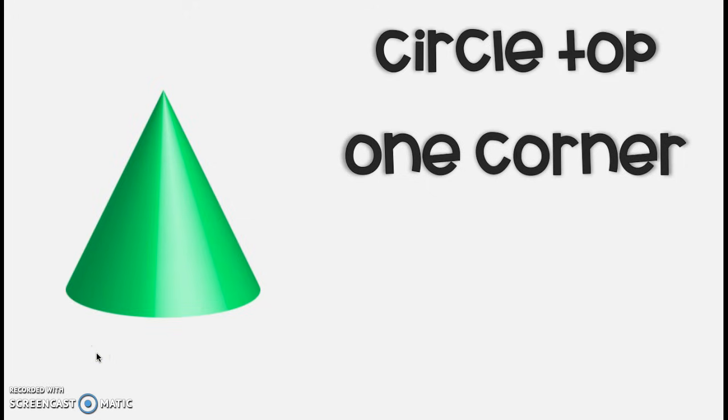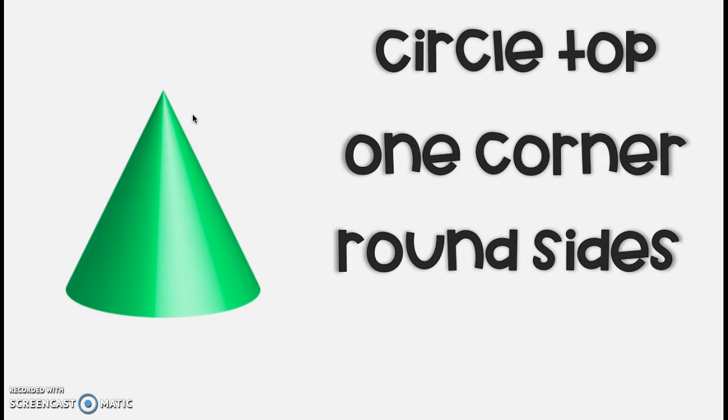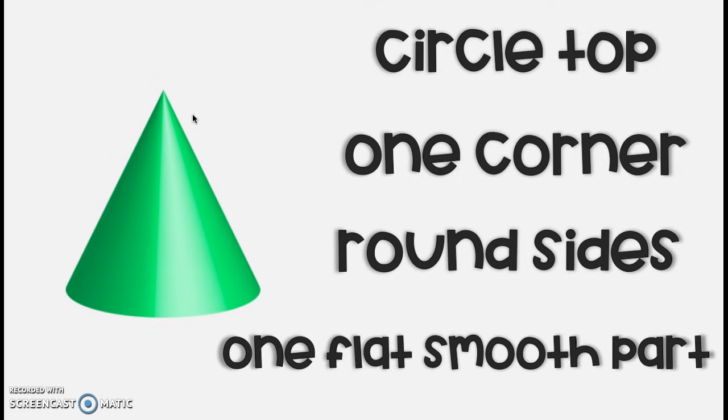So, it also has one corner. Can you use your finger and point to that one corner? Yeah, it's way up here at the very tippy top. Perfect. Ooh, that looks sharp, though. Don't touch it. What else do you observe? Ooh, nice. Yeah, it does have roundish sides, just like the last object we looked at. And it has one flat, smooth part. That's that bottom part. Or if I flip it over, it'd be the top. You know, where the circle is.